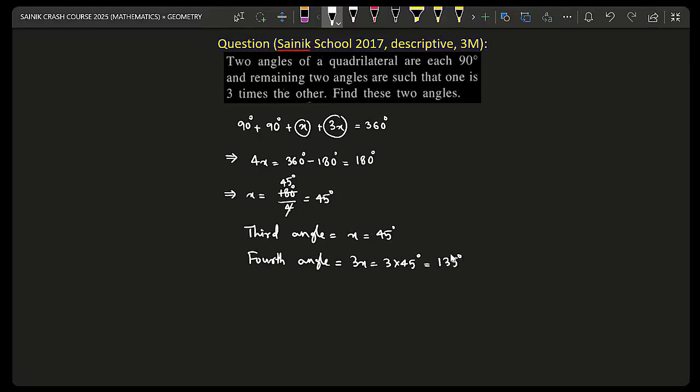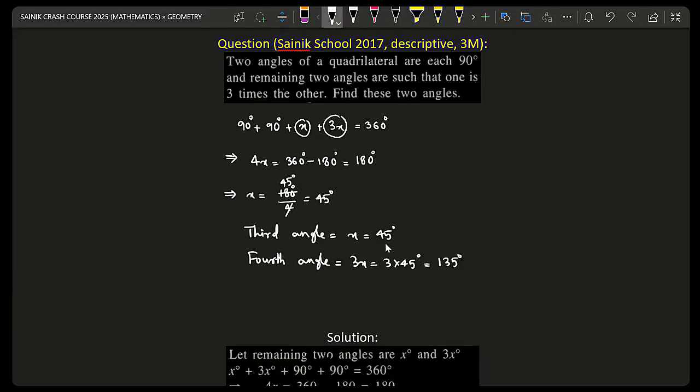Very good. 45 and 135. Exactly, correct answer. Mike, very good. You gave the correct answer. 45 and 135 are the other two angles.